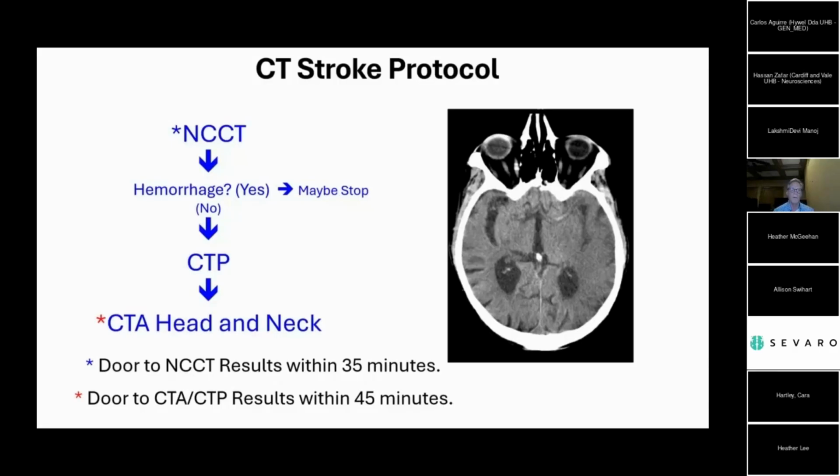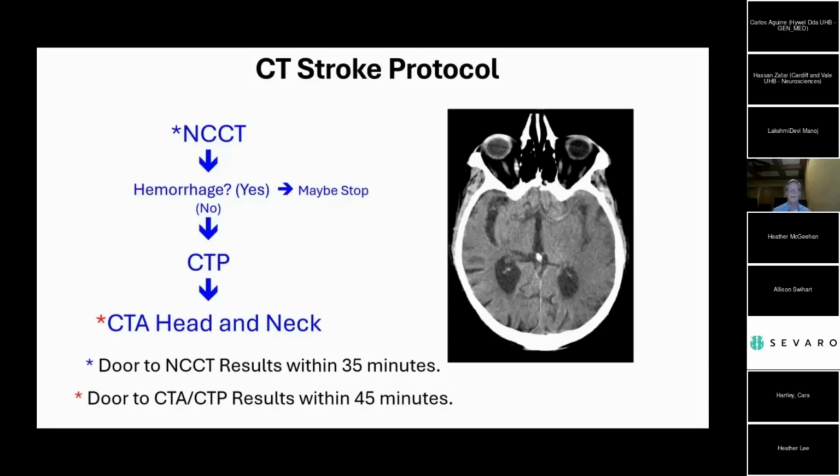As far as the door to CT angiogram and CT perfusion results, I think you guys should have those within 45 minutes. So let's talk real quick about the various different components of the protocol and kind of get a setup of how we're going to take, which is really built-in internal control.